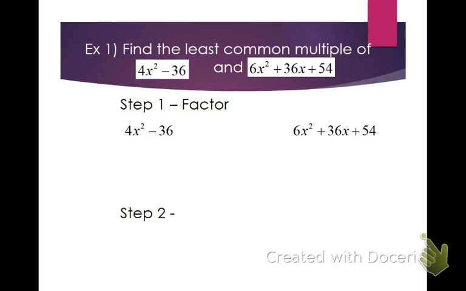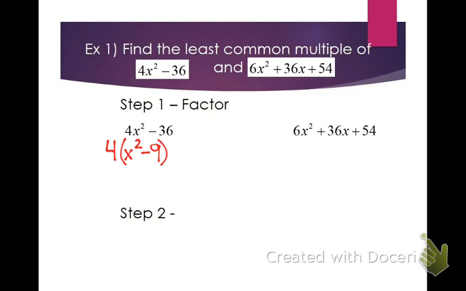So let's talk about what this means. Find the least common multiple of 4x squared minus 36 and 6x squared plus 36x plus 54. Step 1 is just to factor. So anytime I factor, I should be looking for a GCF. What's my GCF here? A 4. 4 times what? x squared minus 9.